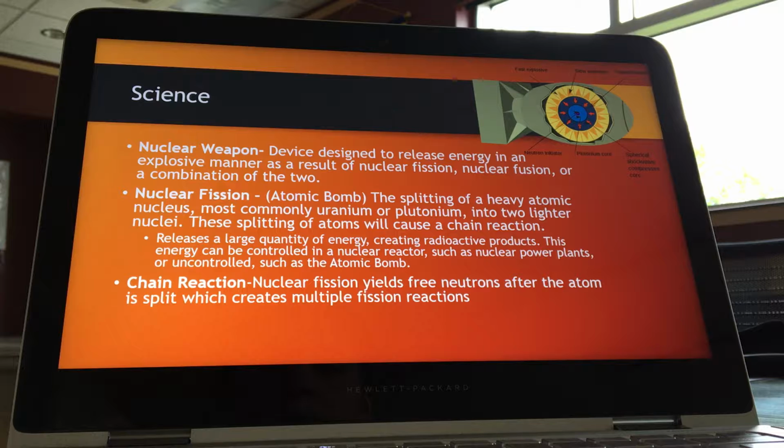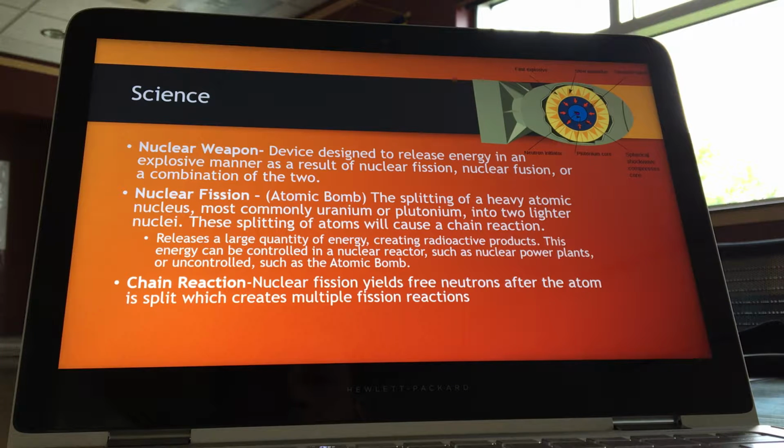The splitting of atoms will cause a chain reaction, and a chain reaction is defined as nuclear fission which yields free neutrons after the atom is split, and that creates multiple fission reactions. And so nuclear fission essentially releases a large quantity of energy, which creates radioactive products.